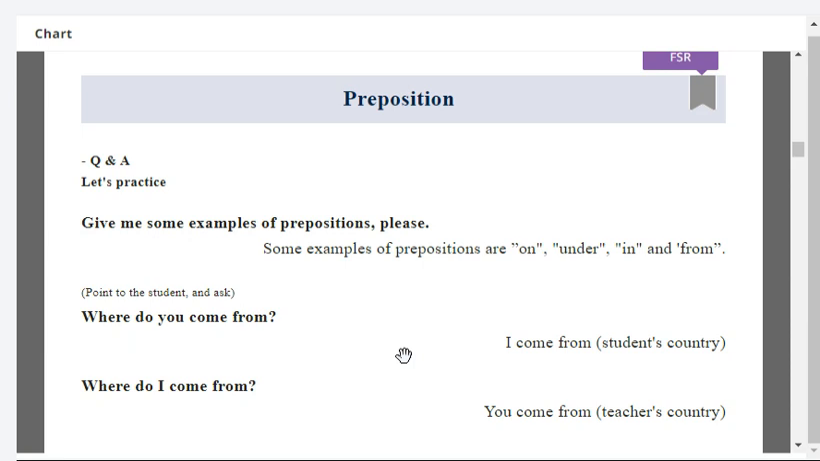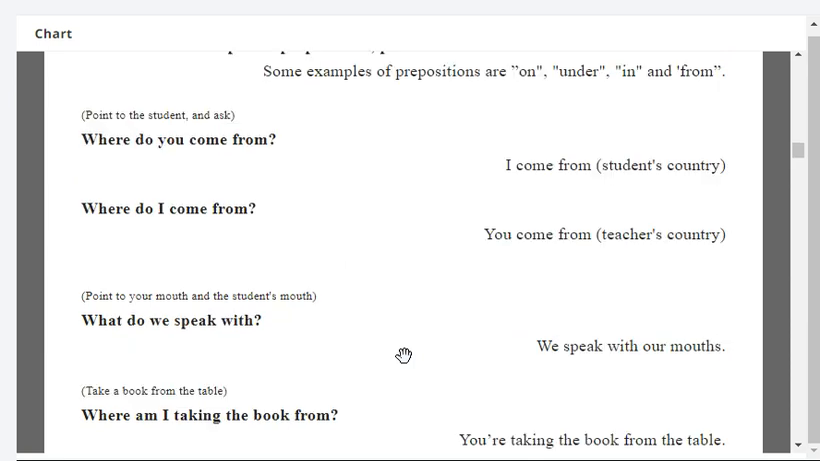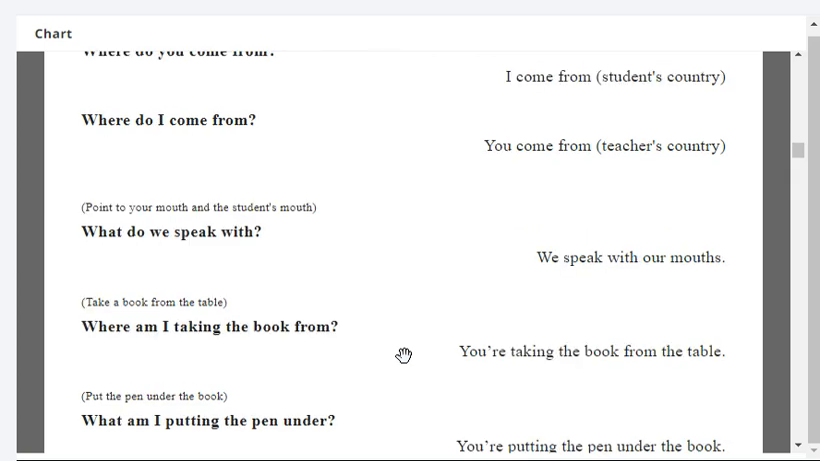So, where do you come from? I come from Japan. Where do I come from? You come from the Philippines. Very good. What do we speak with? We speak with our mouths. Where am I taking the book from? You're taking the book from the table.